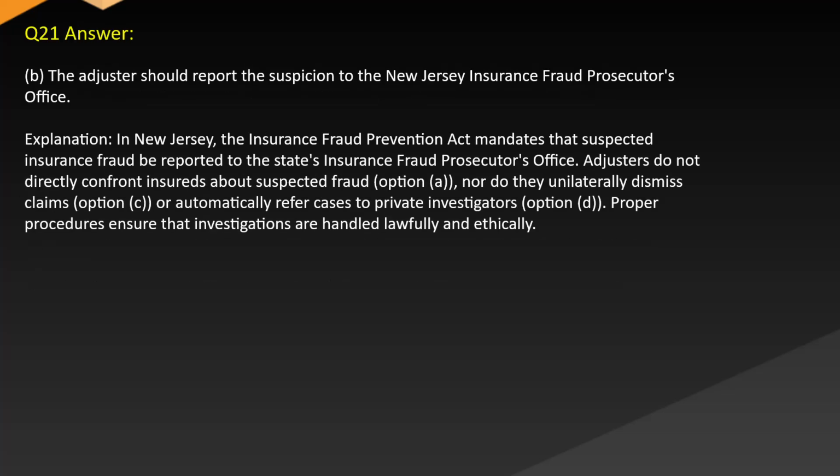Answer. B. The adjuster should report the suspicion to the New Jersey Insurance Fraud Prosecutor's Office. Explanation. In New Jersey, the Insurance Fraud Prevention Act mandates that suspected insurance fraud be reported to the state's Insurance Fraud Prosecutor's Office. Adjusters do not directly confront insureds about suspected fraud, option A, nor do they unilaterally dismiss claims, option C, or automatically refer cases to private investigators, option D. Proper procedures ensure that investigations are handled lawfully and ethically.